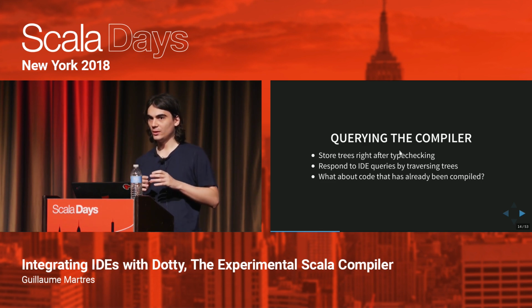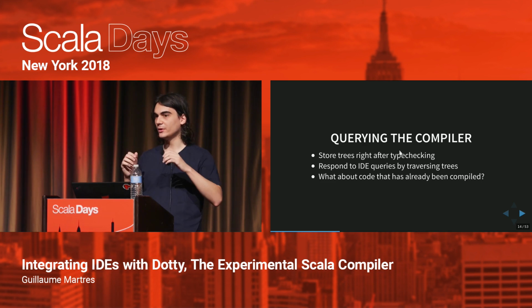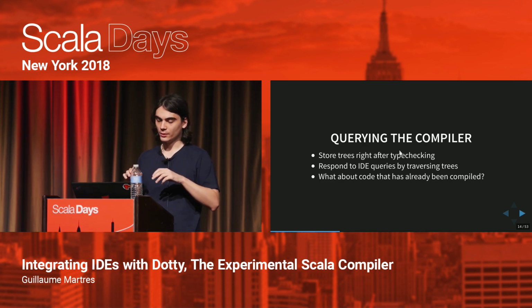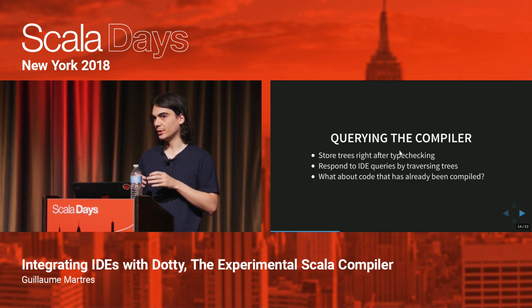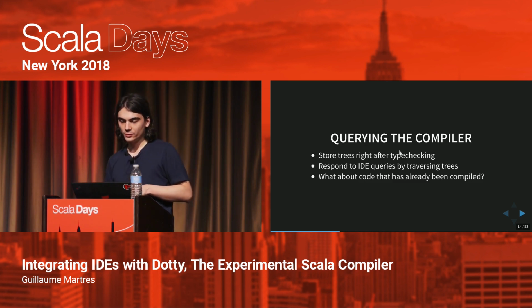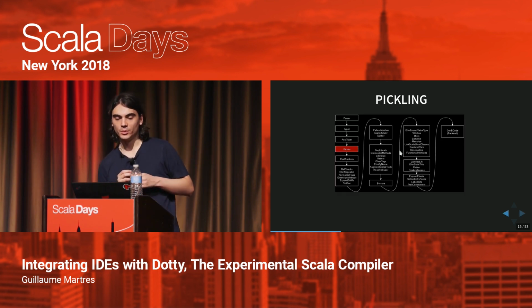So all of this works if you're in an IDE, in a file that is open, and as you type, the IDE is going to type check that file. But usually in a project, you have many files, and most of them are not open in your IDE. They're sitting in your disk, already compiled, so you have class files for them. So to understand that, we need to go a little bit later in the compiler pipeline and talk about pickling.